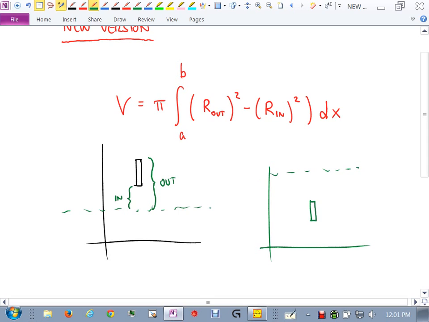I don't know if this is what you meant by flipped, but that would be your out, and this would be your in. You're always standing on your axis of rotation. Outer is the distance from the rotation to the outside edge of the rectangle, and inner is the distance from the rotation to the inside edge of the rectangle.